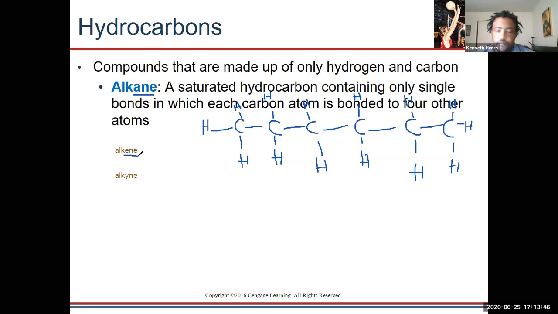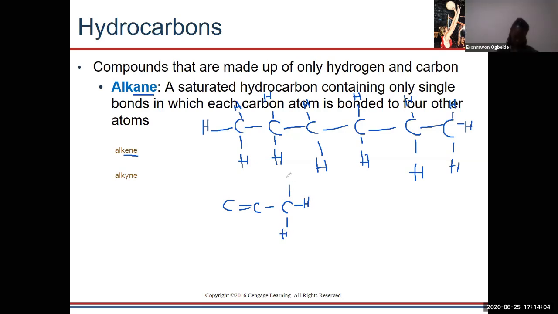"Ene" means you have at least one double bond between the carbons. And these are considered to be unsaturated because you have double bonds. So when they're talking about saturated fats, they're just saying that you have all single bonds in that fat.